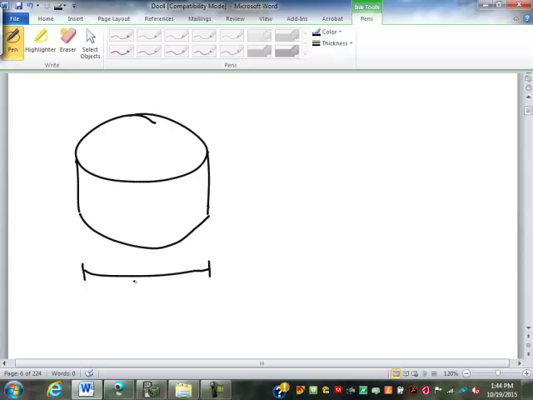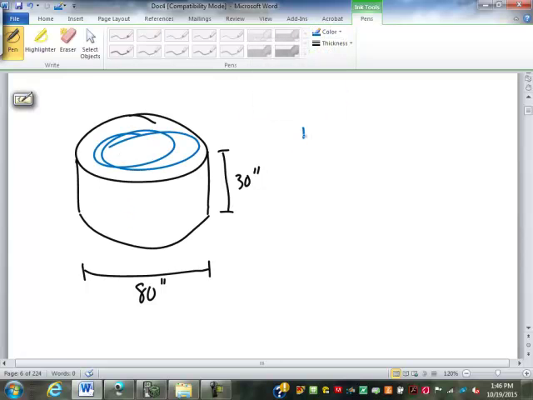So let's say we have a pool that is 80 inches diameter by 30 inches tall. Find the number of gallons in that one. So first we've got to find the area of the circle on the circular base. That's going to be pi times 40 squared, right? So what is that?